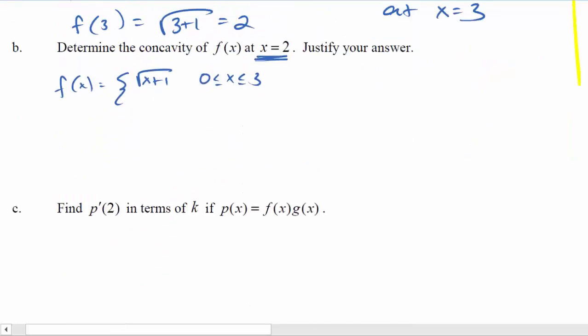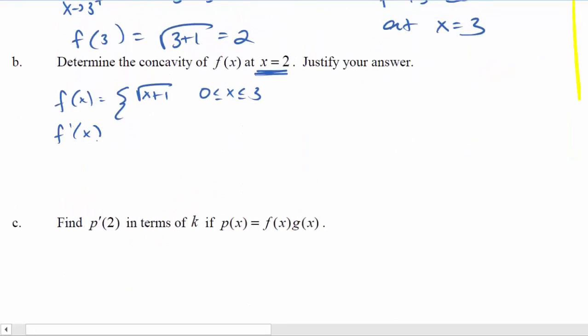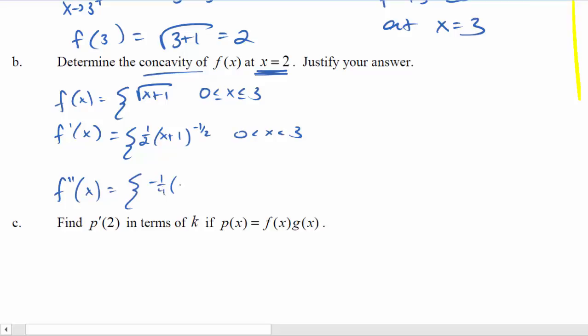So therefore, f prime of x equals something for the bottom part, but who cares about that? It's 1/2 times x plus 1 to the negative 1/2, chain rule. Derivative of x is just 1, no big deal. And here's where, since I need the concavity, I'm talking second derivative. Negative 1/4 times x plus 1 to the negative 3/2, from 0 to 3. Should be less than, not equal to.